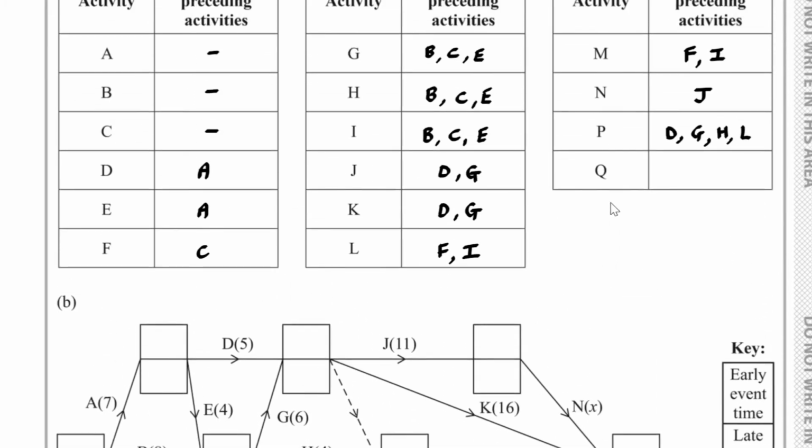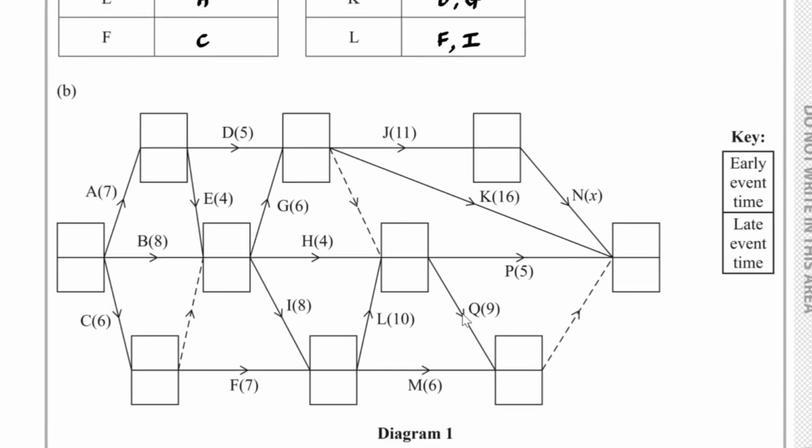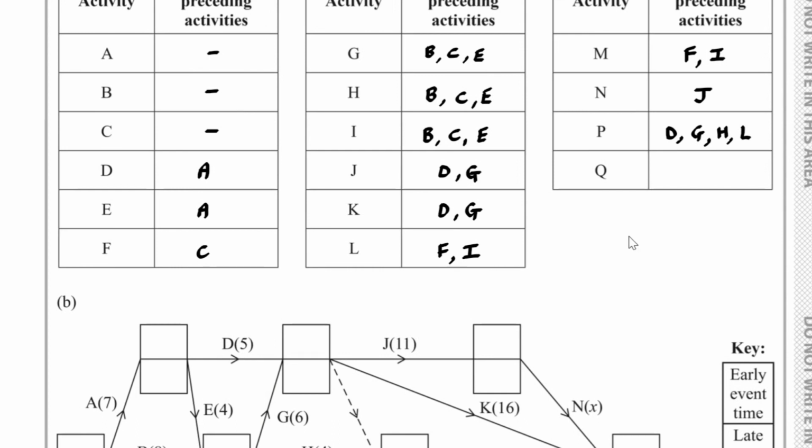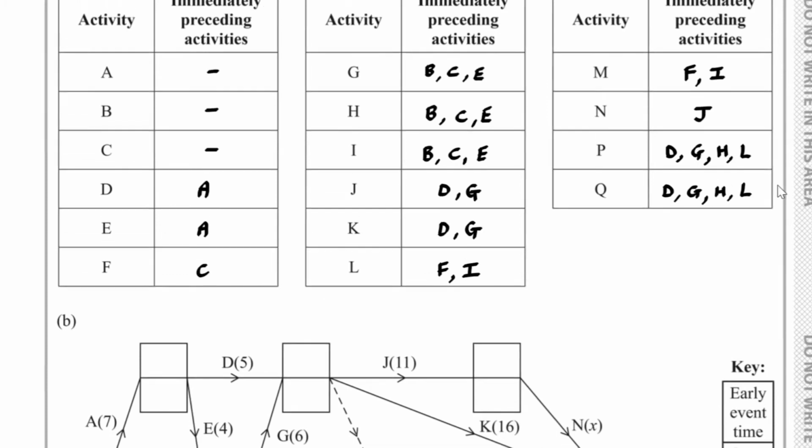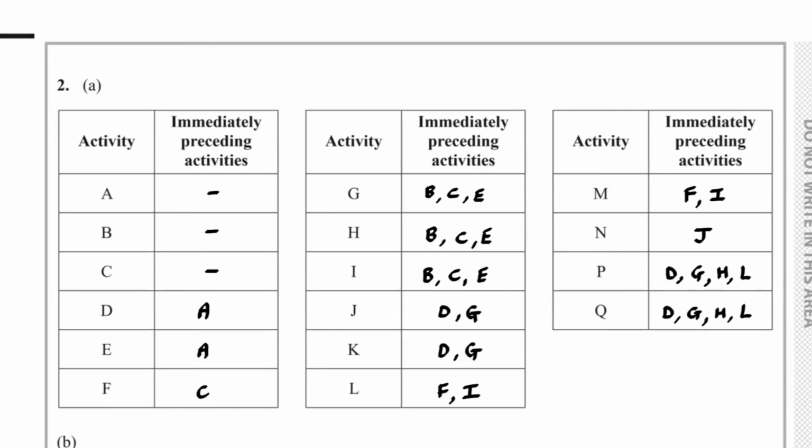And if I take a look at activity Q, it depends on H, it depends on L, but because of this dummy, it also relies on G and it relies on D. So Q relies on D, G, H, and L. Here is our completed precedence table.